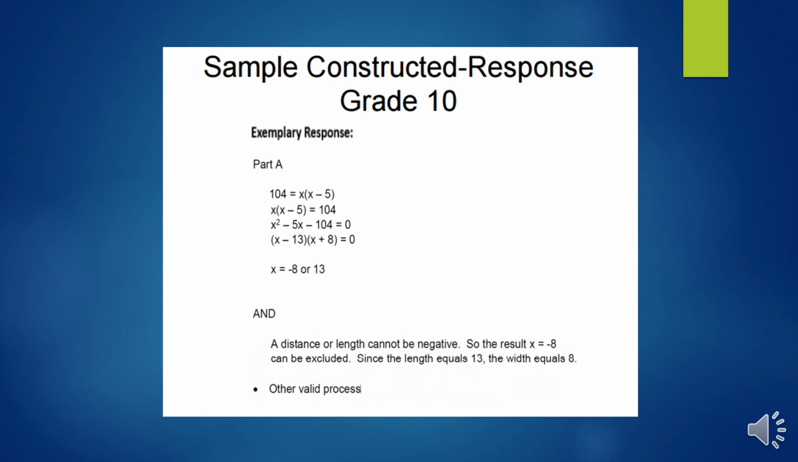And so then the answer to the second part, the student says that a distance or length cannot be negative. You can't have negative inches. It just doesn't work. So the result, x equals negative 8, can be excluded. We know we can't use a negative number for inches. So the length must equal 13. Therefore, the width must equal 8. Or you might be able to find some other valid process or reasoning to get to the answers of length equals 13, width equals 8.